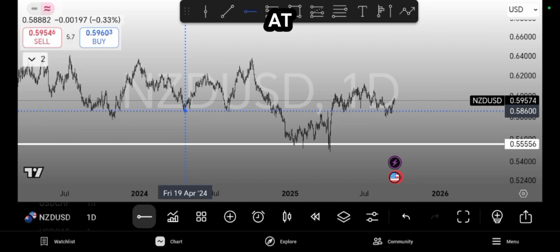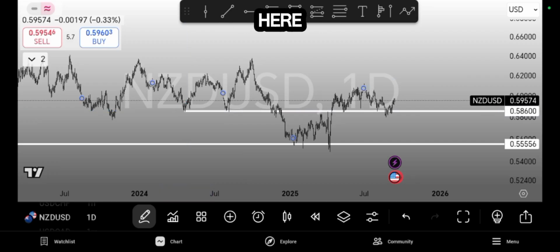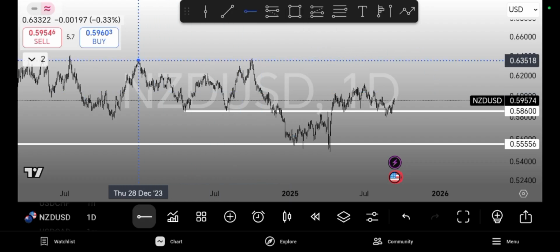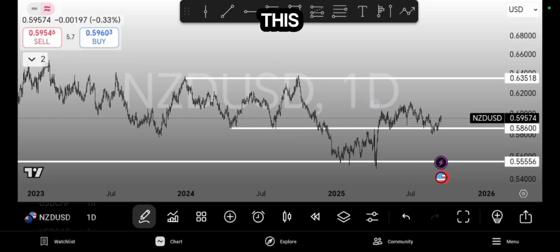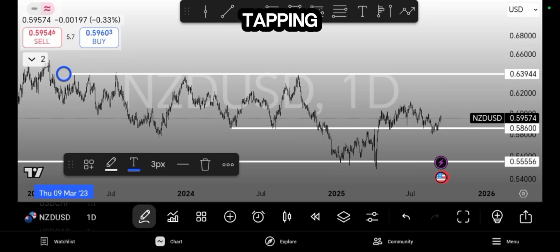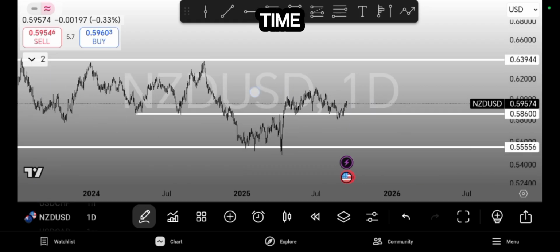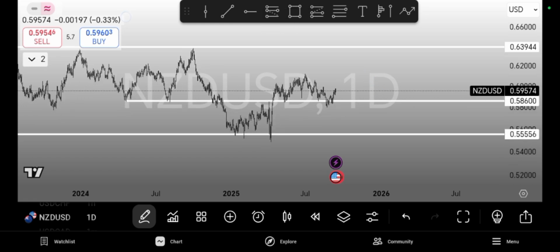It is at this particular support over here, and we also have this particular resistance over here at the top. As we can also see at this particular resistance, the market has been tapping this level for quite some time. But right now, as you can see, the market is retesting this particular level, 0.58. The market is retesting and tapping on that level.